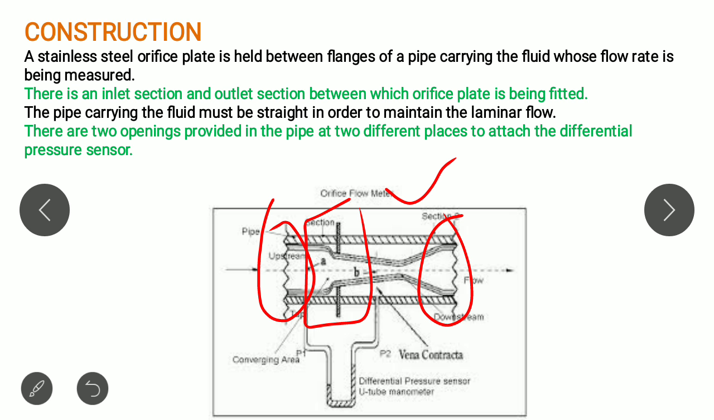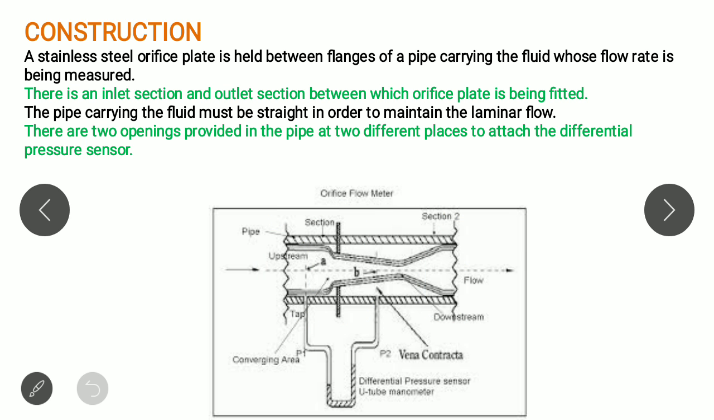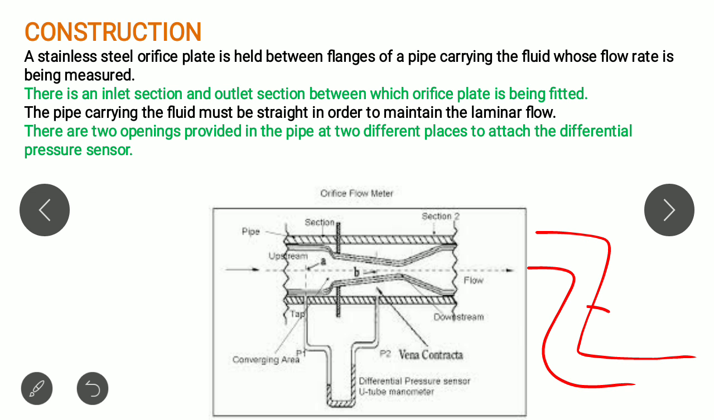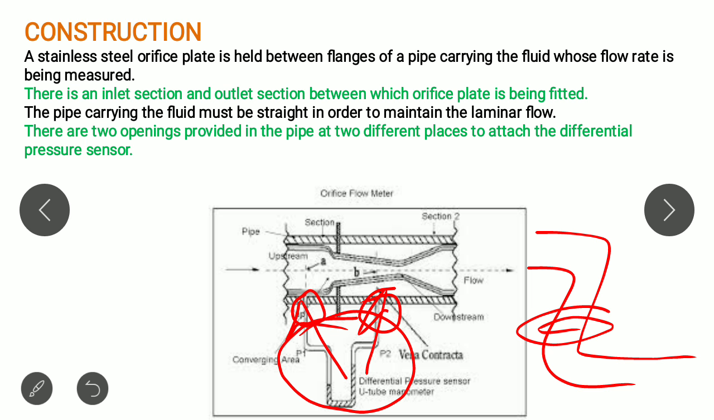The pipe carrying the fluid must be straight in order to maintain the laminar flow. It should not be zigzag like this, or have any kind of joints, fittings, globe valves, something like that. The pipe carrying the fluid must be straight. There are two openings provided in the pipe at two different places to attach the differential pressure sensor. So these two openings are, one is here and the other is here. Why are these openings provided? So that this manometer can be attached across these two points, right? Hope you understood this.